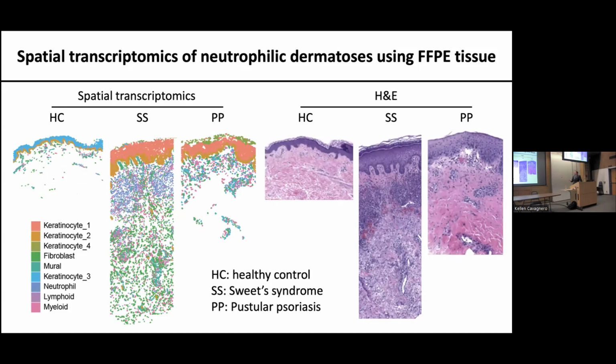For example, we can see that the basal or lower level of the epidermis in gold is transcriptionally very similar between the 3 conditions. However, the suprabasal or upper epidermis is transcriptionally very different between the 3 conditions.